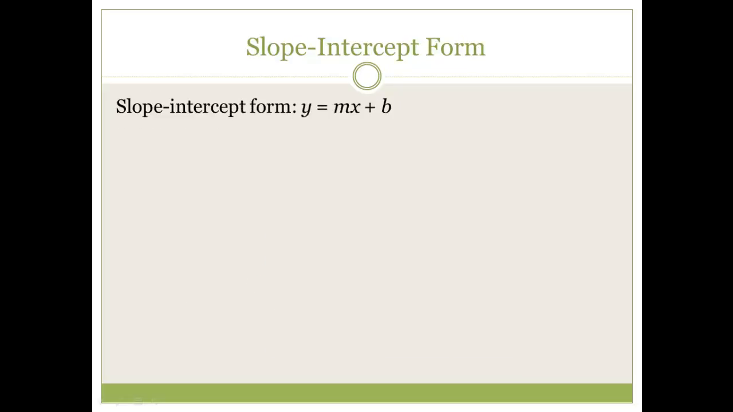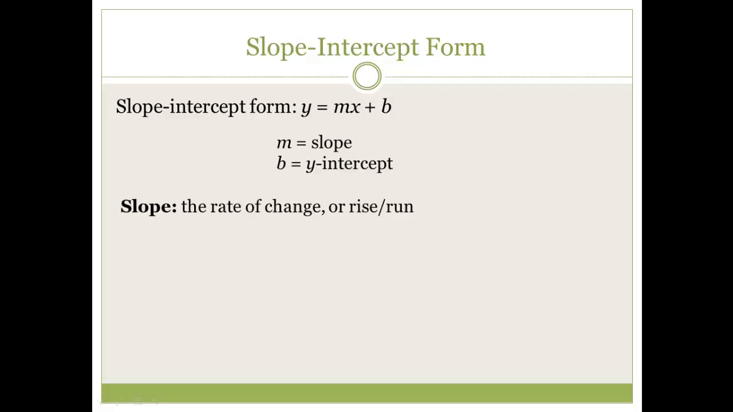The equation y equals mx plus b is slope-intercept form. The variable m is the slope and b is the y-intercept. Slope represents a rate of change or can be thought of as rise over run. The y-intercept is the exact point where the y-axis is crossed.